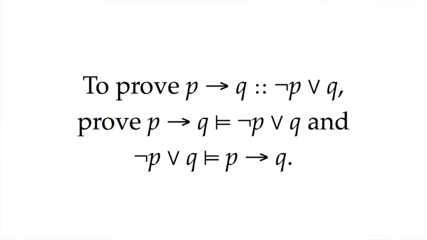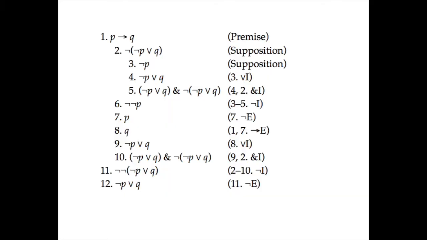We are going to prove that P arrow Q is logically equivalent to not P or Q. All right. So here's the first half of the proof. My premise is P arrow Q. And now I'm just going to suppose the conclusion is false, as I so often do. So line 2, the supposition is, it is not the case that not P or Q. Okay?